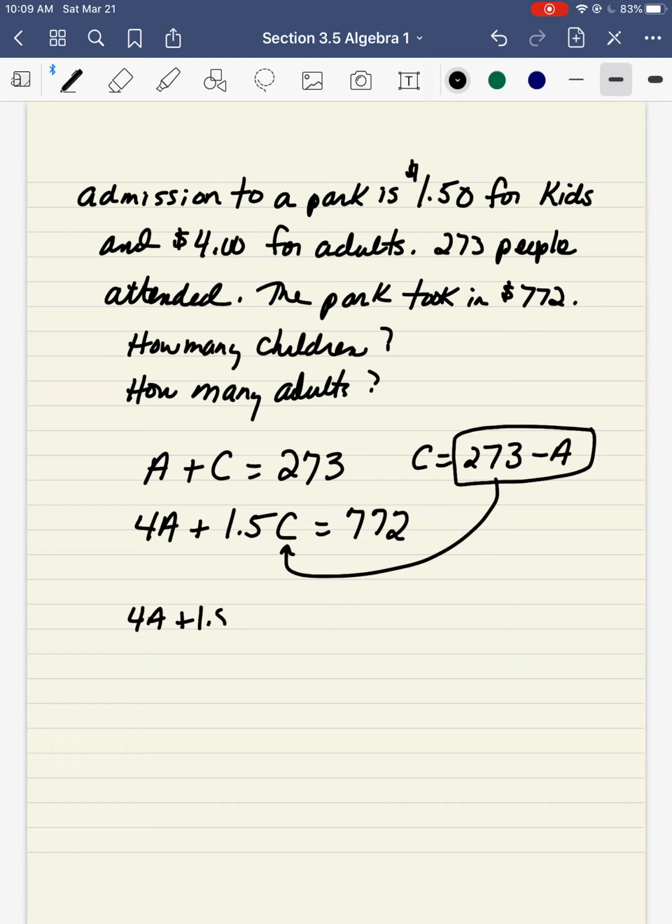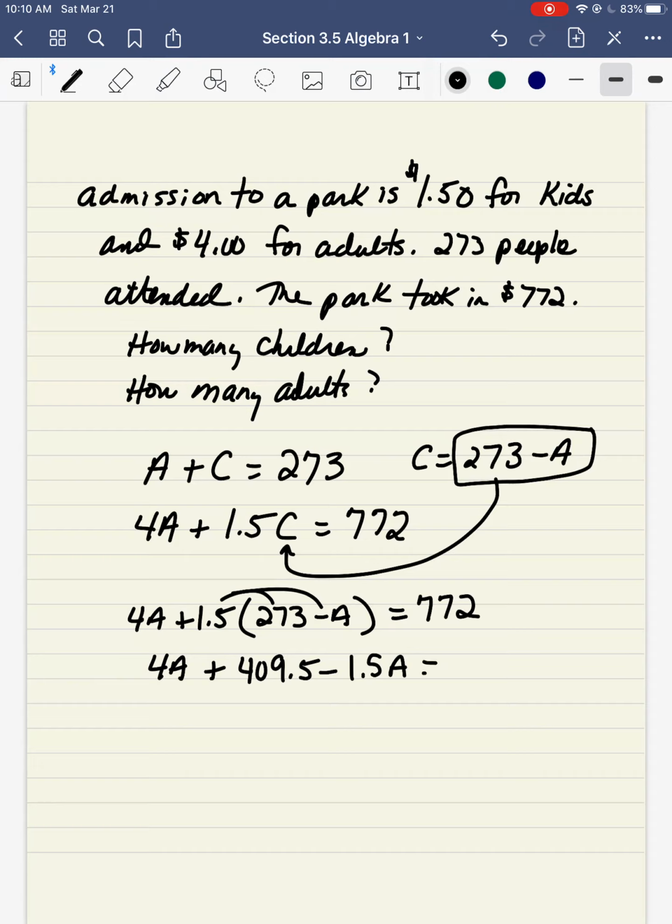So 4a plus 1.5 times (273 minus a) equals 772. I'm going to distribute. So 4a plus, 1.5 times 273 is 409.50. So 409.5 minus 1.5a equals 772. 4a minus 1.5a gives me 2.5a plus 409.5 equals 772.